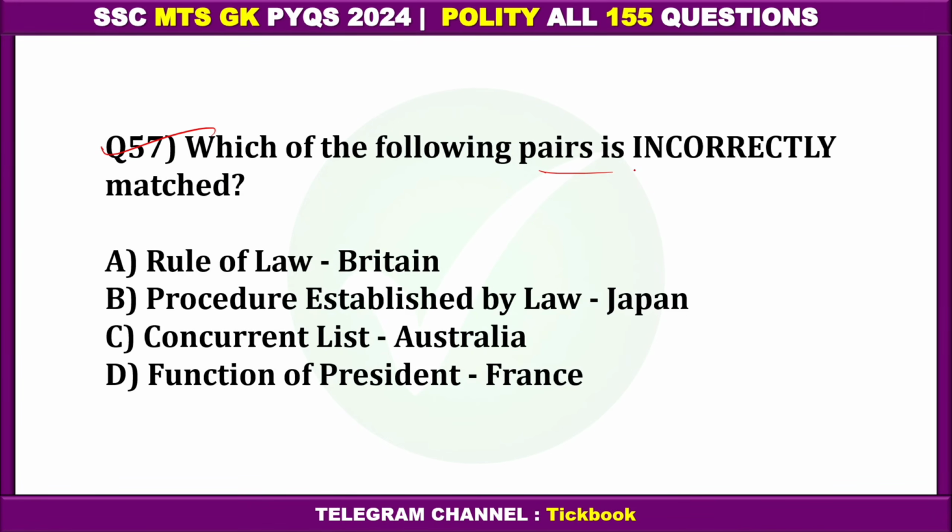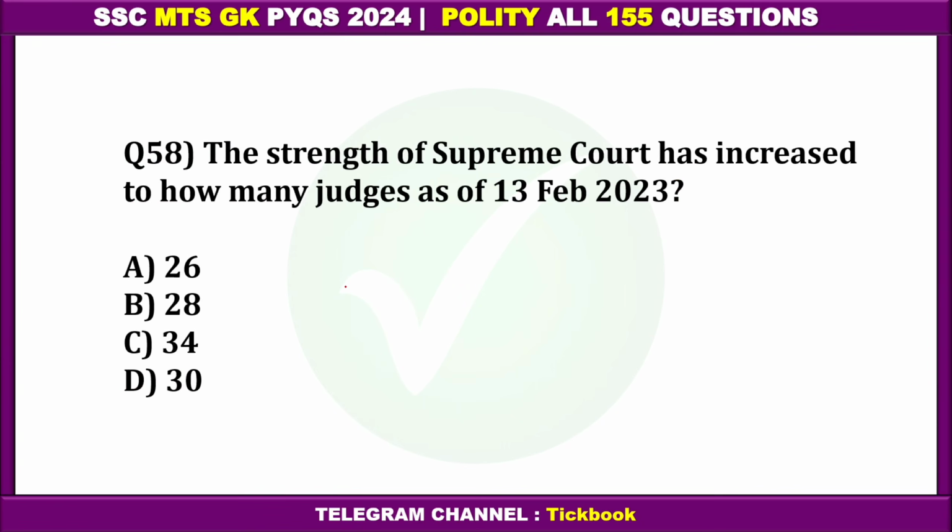57. Which of the following pairs is incorrectly matched? Option number D, function of President, France is not correct. Rule of law, Britain; procedure established by law, Japan is right. Concurrent list is taken from Australia.